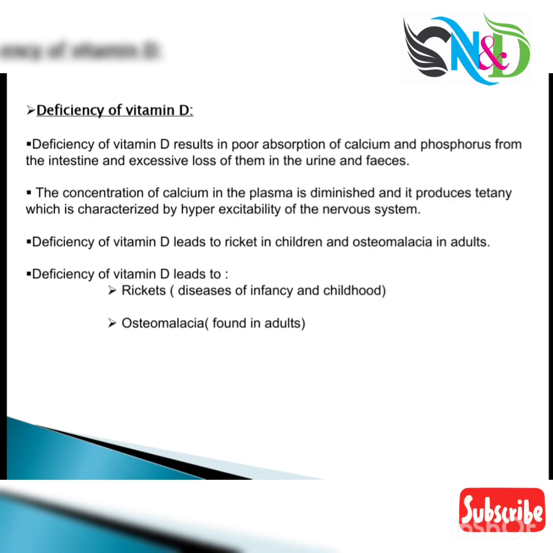Now, there are two terms which we already learned somewhere, that deficiency of vitamin D leads to rickets. Basically, rickets and osteomalacia are the two terms which we generally use in case of vitamin D deficiency. To throw some light, rickets is found in infancy or childhood, and osteomalacia is found in adults. These are both deficiencies of vitamin D, but they are found in different age groups. That's why they are differentiated by different names, rickets in children and osteomalacia in adults.